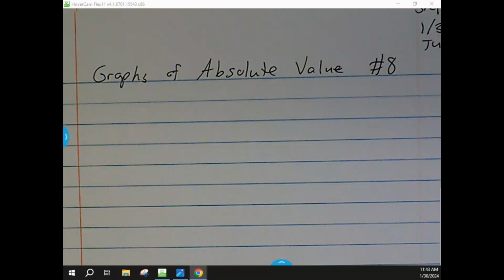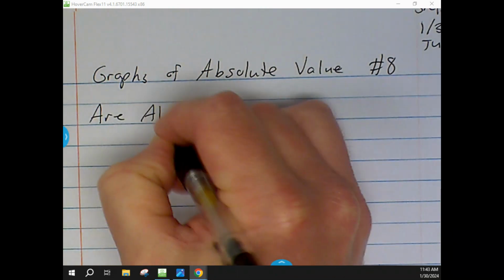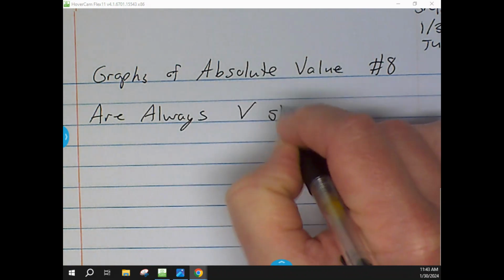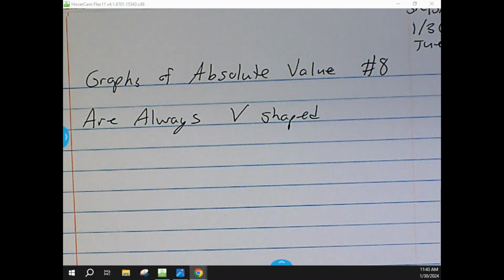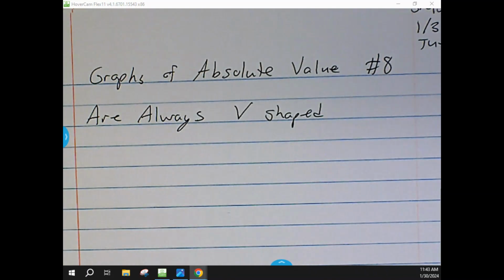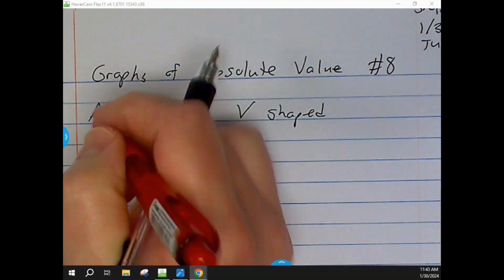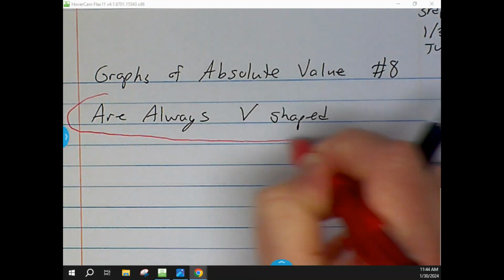The big thing you've got to remember for graphs of absolute values, like we did yesterday, is that the graphs are always V-shaped. And what we looked at yesterday was that, with these graphs, you may flip it upside down, you might move it left or right, you could stretch it, you could shrink it, all these different things, but basically everything is going to be V-shaped.